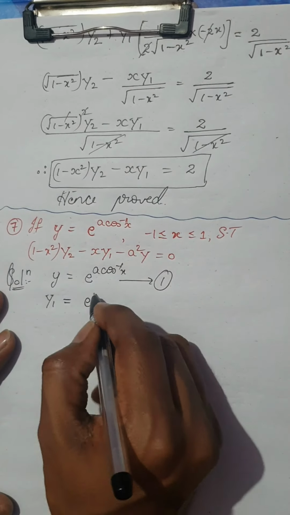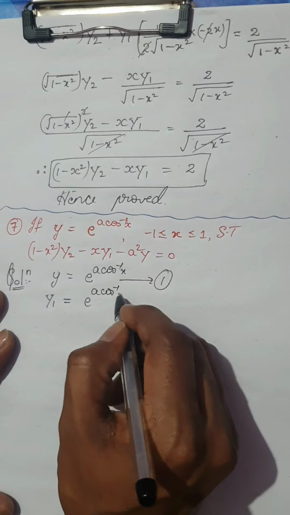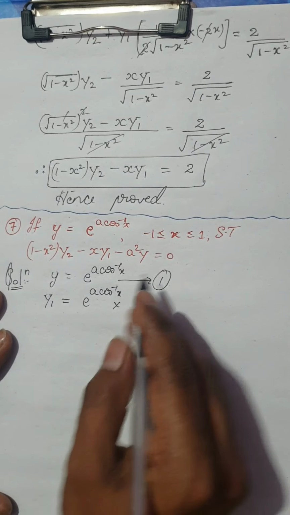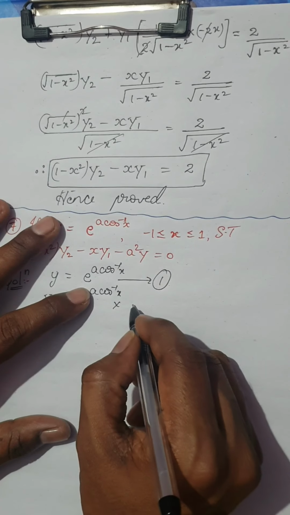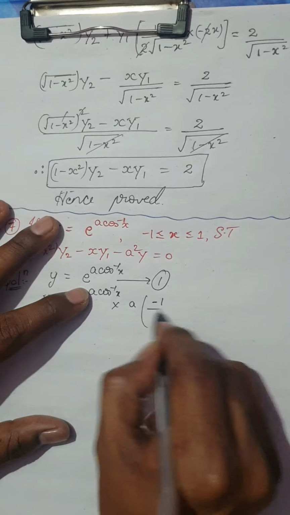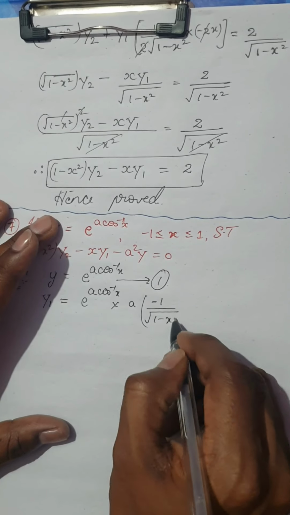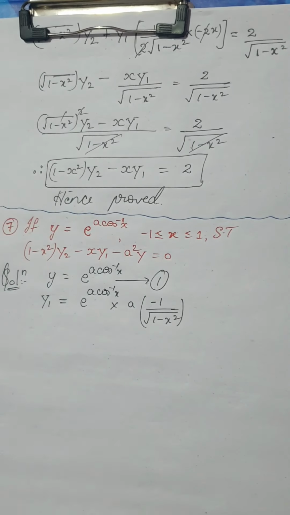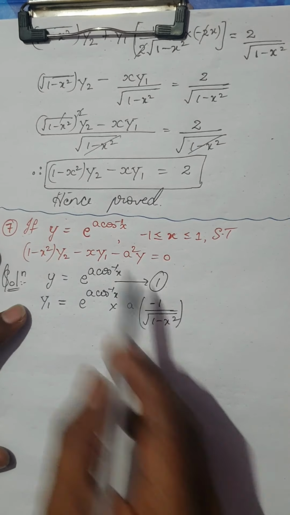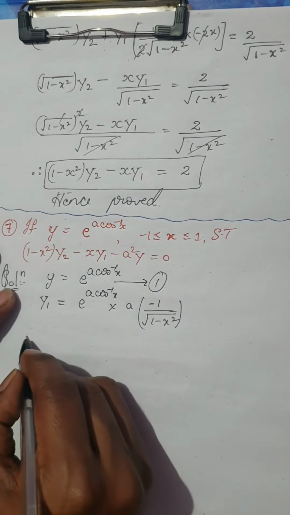We know it is e power f of x into f dash of x. So what is the derivative of a cos inverse of x? We know the derivative of a is a constant, let me keep it as it is. The derivative of cos inverse of x is -1 divided by root of 1 minus x square, isn't it? So it's very simple. Now let me cross multiply this term, as in the previous case.